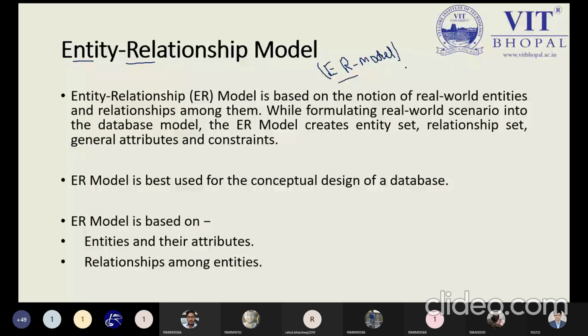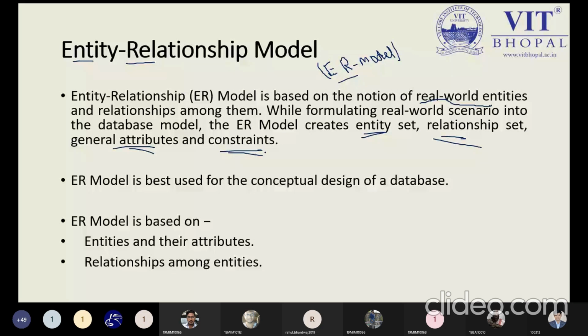The entity relationship model, ER model, is based on the notion of real world entities. Keep in mind these words: real world entities and relationship among them. While formulating a real world scenario into the database model, the ER model creates entity sets, relationship sets, general attributes, and constraints. These are the new things we have for explaining the ER model.